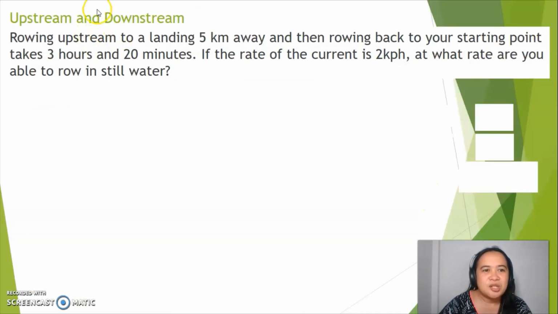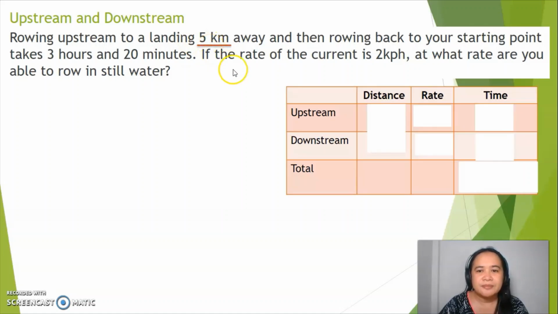Another, upstream and downstream. Rowing upstream to a landing 5 kilometers away and then rowing back to your starting point takes 3 hours and 20 minutes. If the rate of the current is 2 kilometers per hour, at what rate are you able to row in still water? Take note, the given here is 5 kilometers. So that would be the distance. Another here is the rate of the current is 2 kilometers per hour.